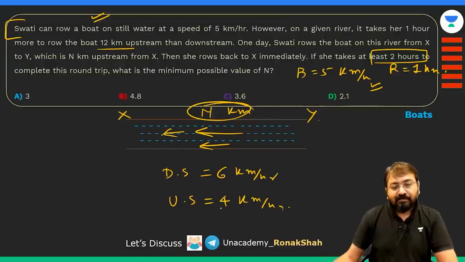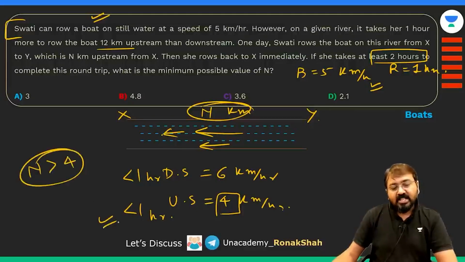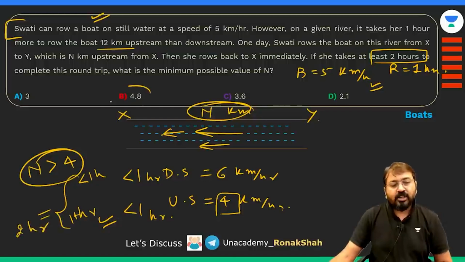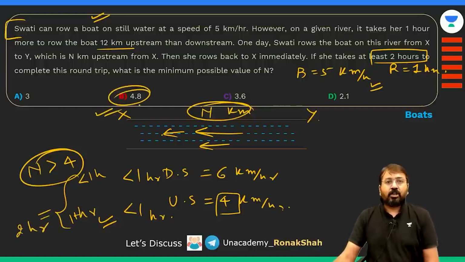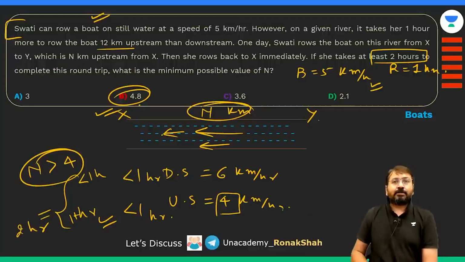Guys, can I say if I take any value of n less than 4, then in both cases I'll get less than 1 hour time. This will also be less than 1 hour. This will also be less than 1 hour. So definitely n has to be greater than 4. Only then somewhere it will be more than 1 hour, 1 hour plus time, and here it will be less than 1 hour time. Total time may come out to be close to 2 hours. There is only one option which is more than 4. You really don't need to check anything else. If you want, you can verify and you will come to know. So this is how you can save your time while solving time and distance questions.